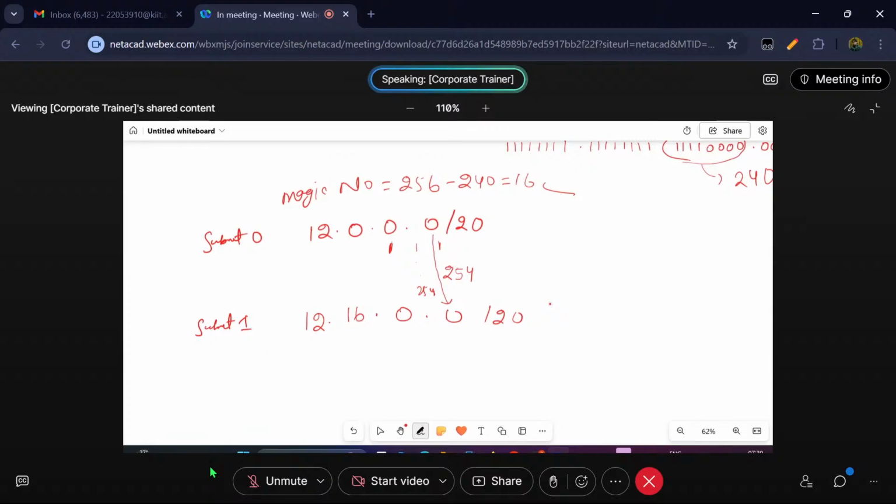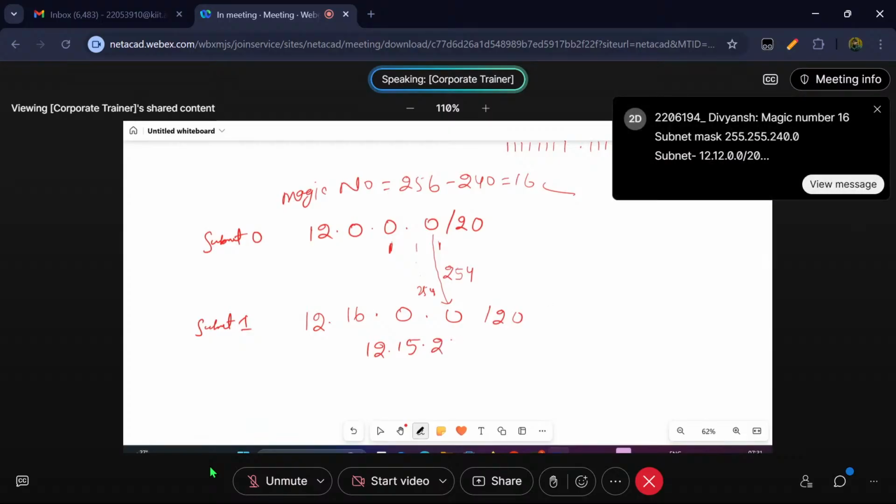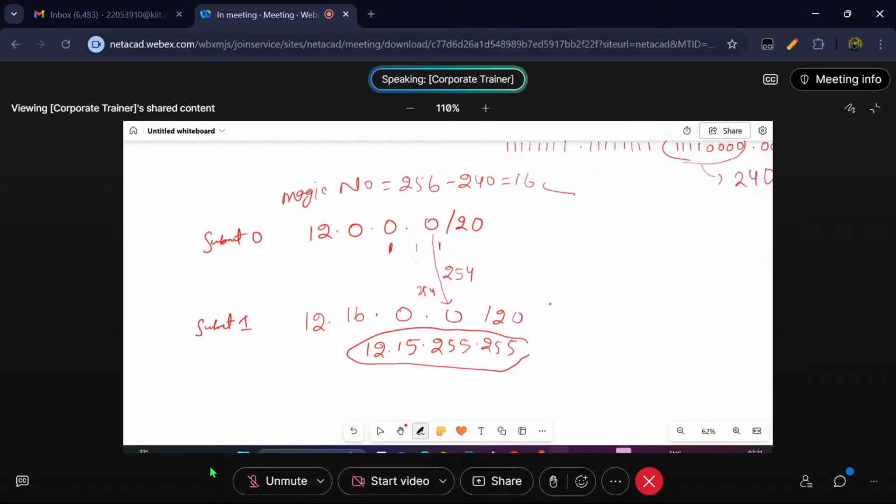Because when we go for the last network, when we reach that, suppose we have reached 16, so 15 dot, right? And then the last value is 255.255. Yes or no? So in this case, when we reach this value, this one will be the broadcast address.